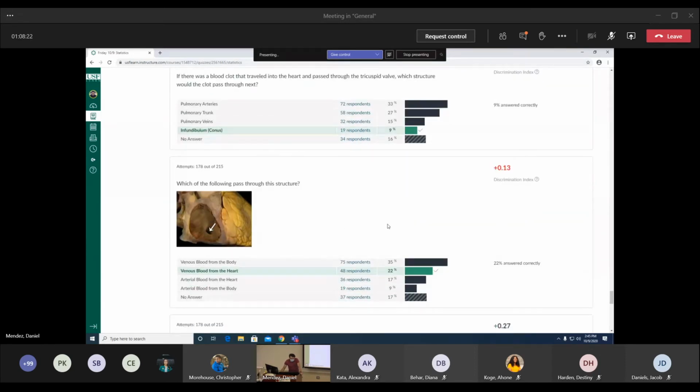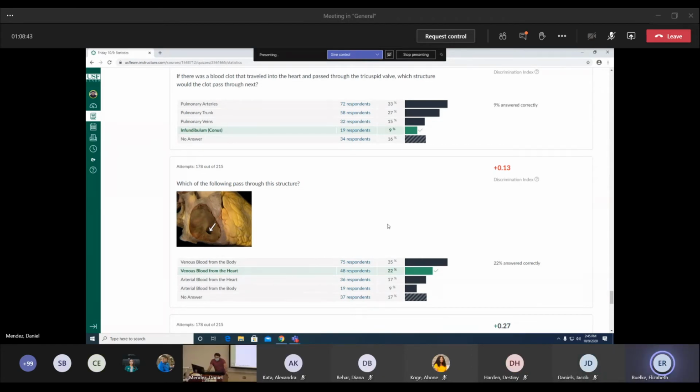So for the next structure, which of the following pass through this structure? First you have to identify this. What structure is this? Coronary sinus, right? If you know it's the coronary sinus, then you know it's going to be venous blood from the heart. Which other two things drain into the right atrium? Anybody here? Anybody online say anything? IVC, SVC. Yeah, right. So SVC and the IVC are going to send deoxygenated blood into the right atrium as well as the coronary sinus. So that's there right there.